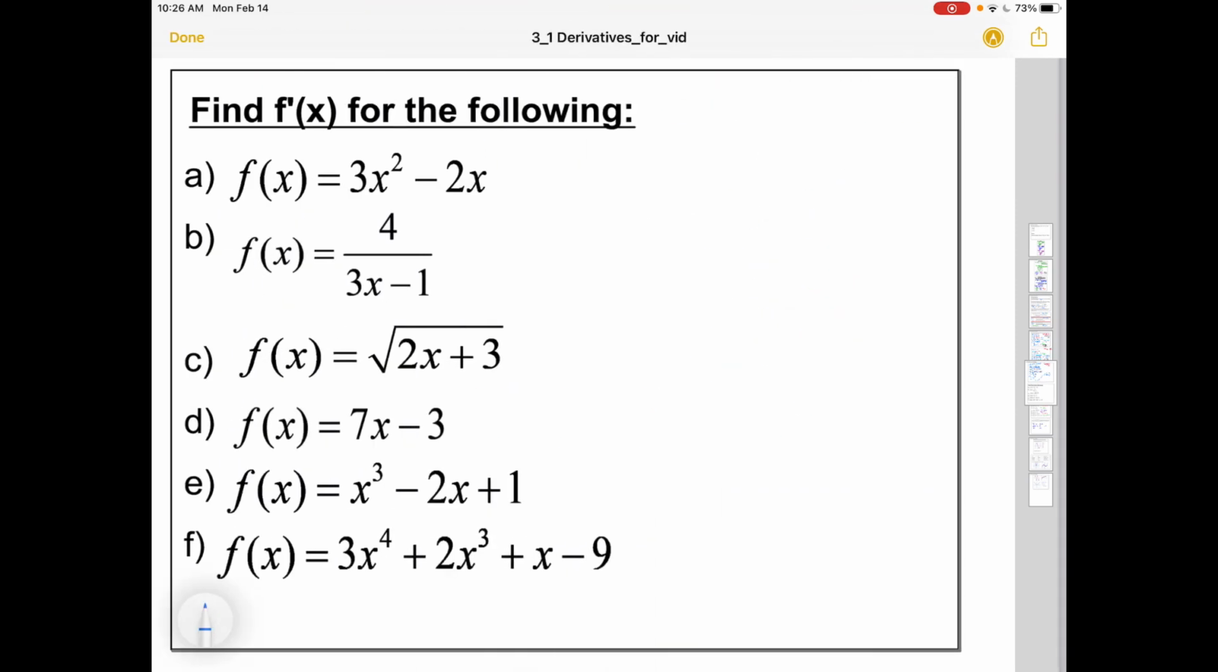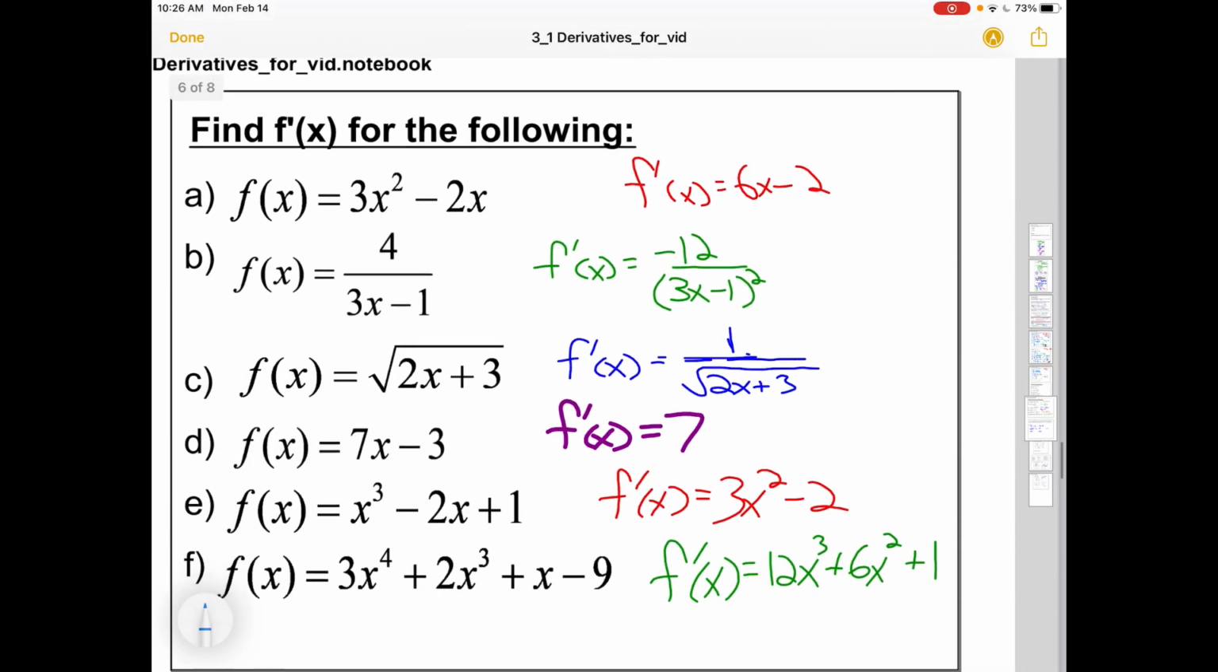So I'll give you a few practice questions here. Here are some ones that you could find f prime of x for. I think the last 2 are pretty rough, though. The first 4 are reasonable. I'll show you the answer so you can check. So there are at least alleged solutions.